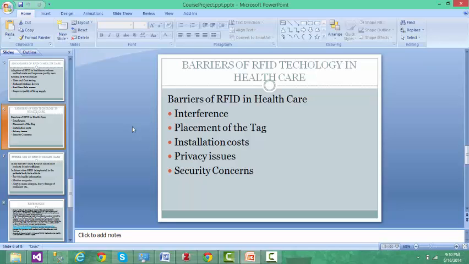Barriers of RFID in healthcare include interference, placement of tag, installation costs, privacy issues, and security concerns. Technical issues such as interference are one of the barriers of RFID in healthcare. With the use of a high power RFID transponder, the electronic and medical devices may fail to scan. And tag placement means that the RFID transponder depends on factors such as the object, the angle, and the length or distance. Installation includes hardware and software, and it costs more. And privacy issues such as misuse of healthcare information which is provided to another person is one of the privacy issues. And security concerns are also a barrier of RFID technology.